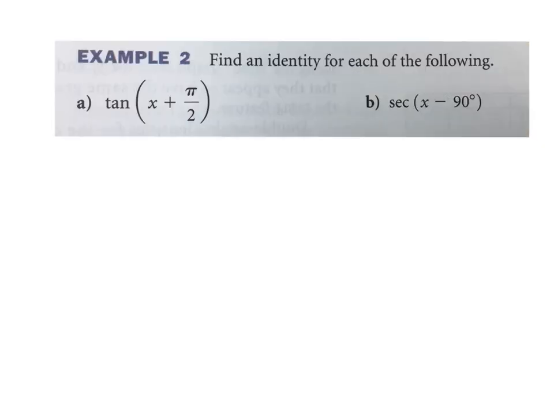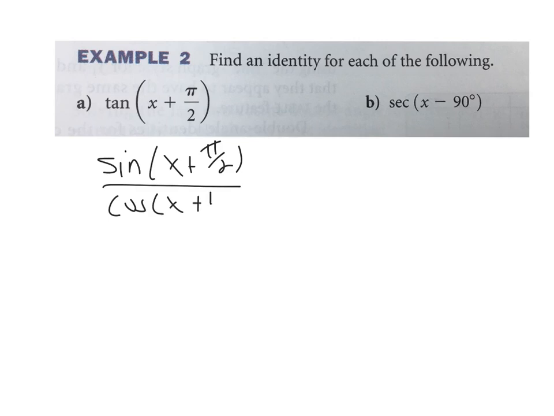All right, find an identity for each of the following. Again, we're just going to work this out like we did yesterday. We have tangent of x plus pi over 2. Tangent is the same thing as sine over cosine. So I'm going to go with sine of x plus pi over 2 over cosine of x plus pi over 2. I did this because that's what the last slide said. Remember, sine of x plus pi over 2 is just cosine x. Now, this is the weird one. When it was cosine of x plus pi over 2, you had to change the sign and make it negative sine x, and that gives you negative cotangent x, because cosine over sine is cotangent.